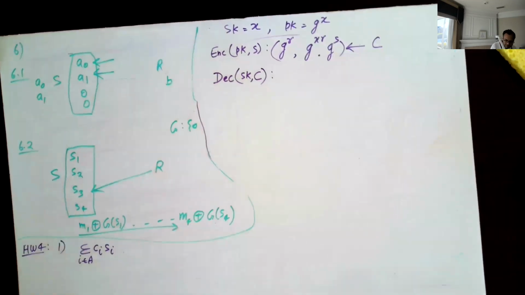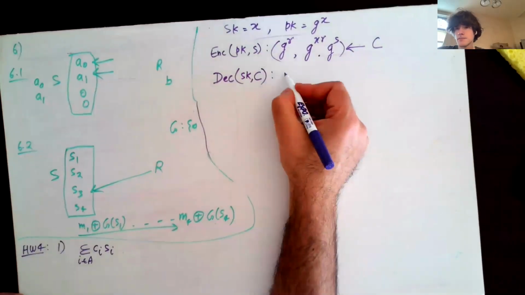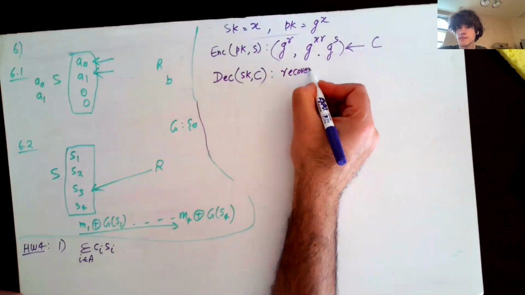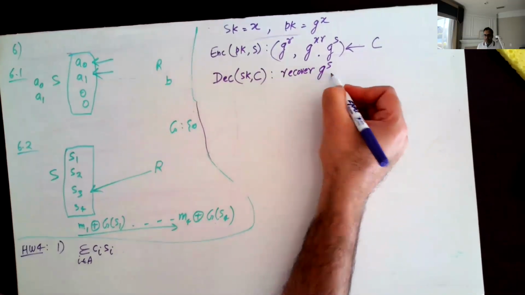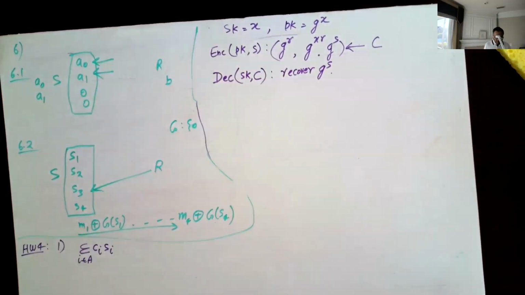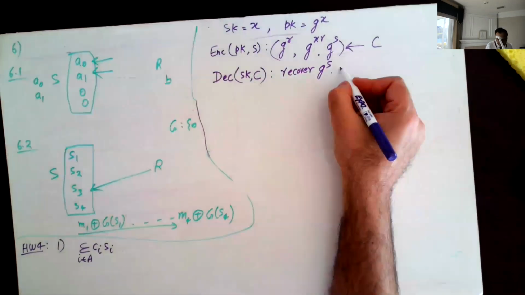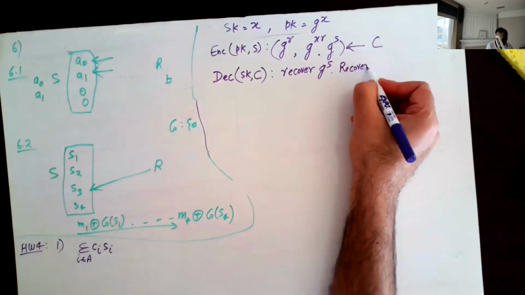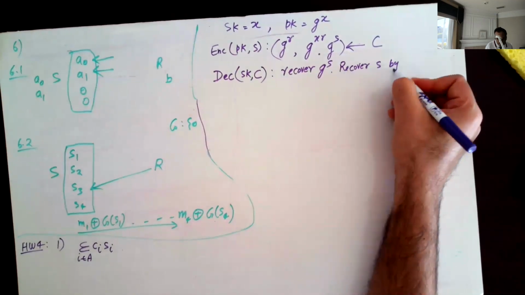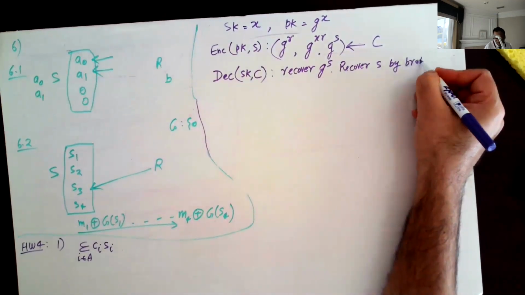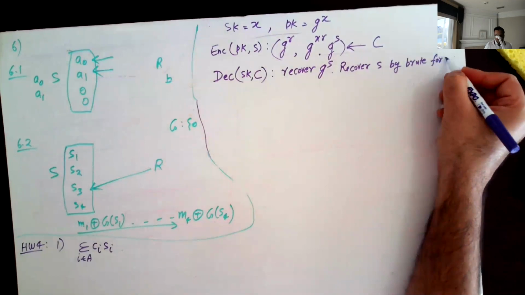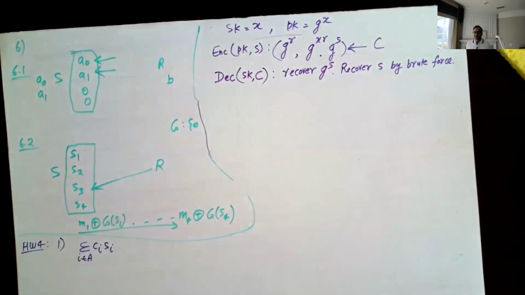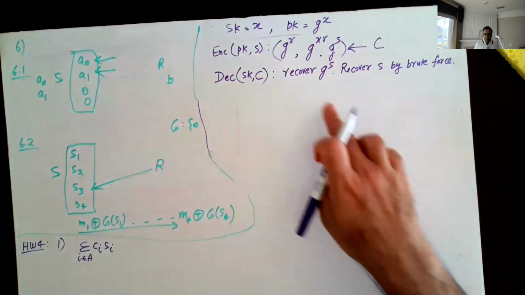So the decryption process, as usual, you will first recover g to the power s, just using ElGamal decryption. And then you recover s by just brute force. s is small, s is a constant, so a constant number of exponentiations, that's all you need. You compute g to the power 1, g to the power 2, and just match it with g to the power s.